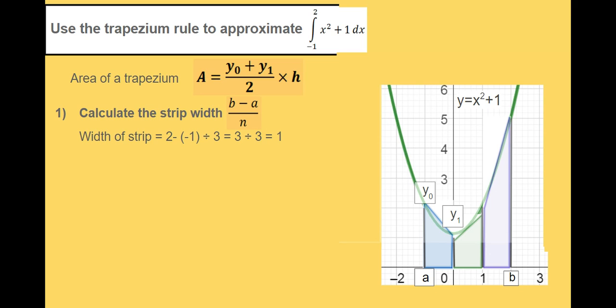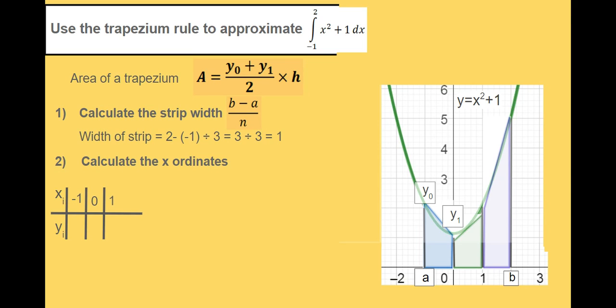Next, we want to find out the y values. But before we do that, we need to decide what our x ordinates are. We'll calculate our x ordinates. We're going to make a table of values. So our first x ordinate is simply the lower limit. And then we're going to go up 1 strip width. So in our case, that's adding on 1. We're going to carry on adding on the 1 until we get to the upper limit. There we are. We've calculated our x ordinates.